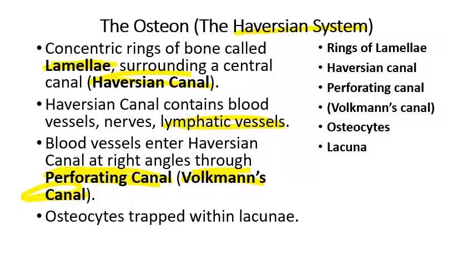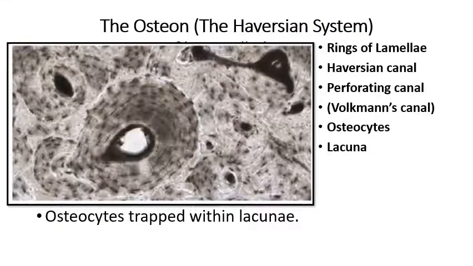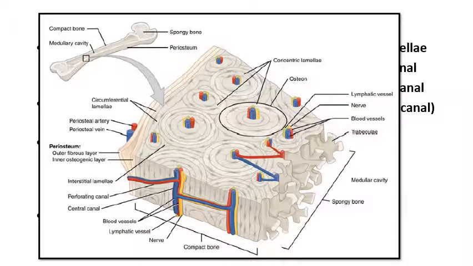And then inside the bone we have osteocytes that are trapped within lacunae. Right, so there's the Haversian canal. Right, so we're looking down the Haversian canal. Okay, there it is again.